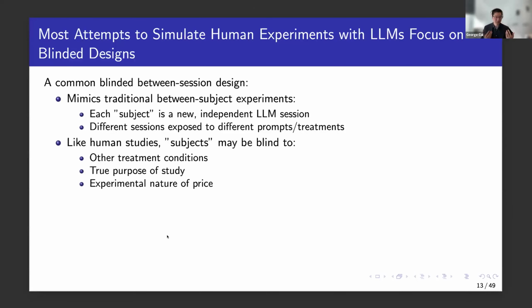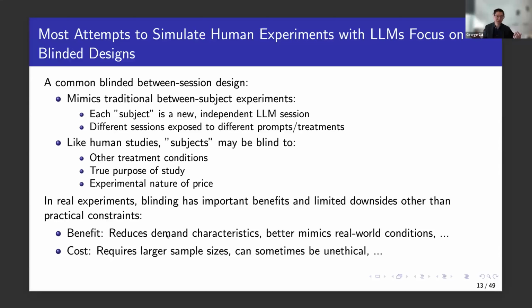This blinding has a lot of benefits in real experiments because it can reduce demand characteristics. It can better mimic real-world conditions, because in the field, when people are making decisions, they're usually only exposed to one treatment, and they're unaware of being in an experiment. At the same time, blinding has a limited downside other than some practical constraints, such as that we cannot estimate individual-level treatment effects when each participant receives only one treatment. We may also need a larger sample size. Sometimes it can also be unethical not to disclose to participants that they're in an experiment. So in real-world experiments, blinding has a lot of benefits, and the downside is mainly related to practical constraints.